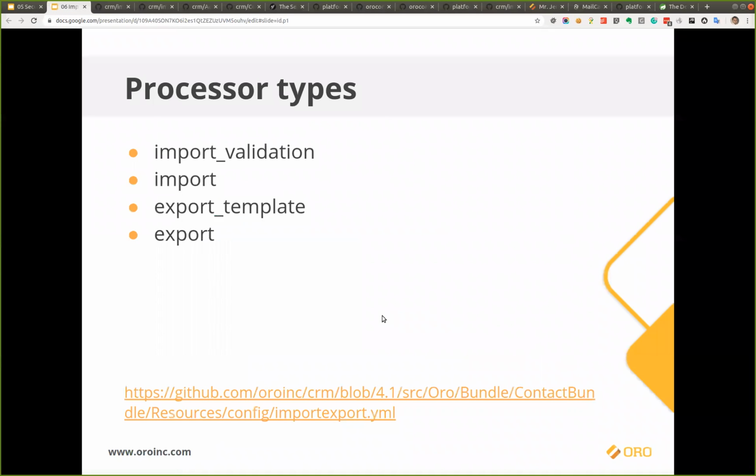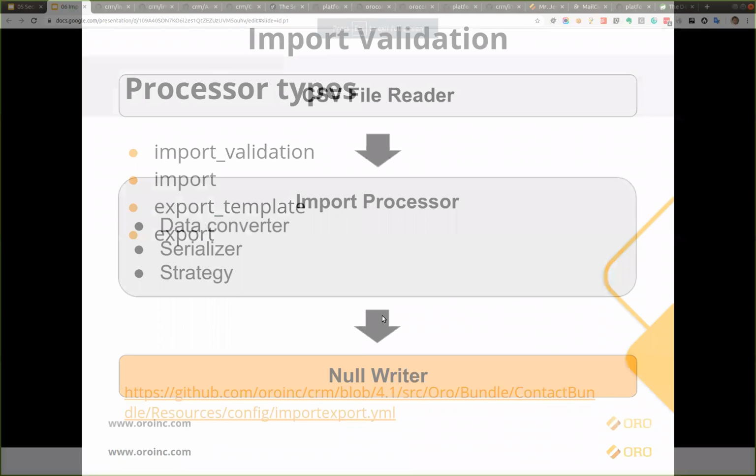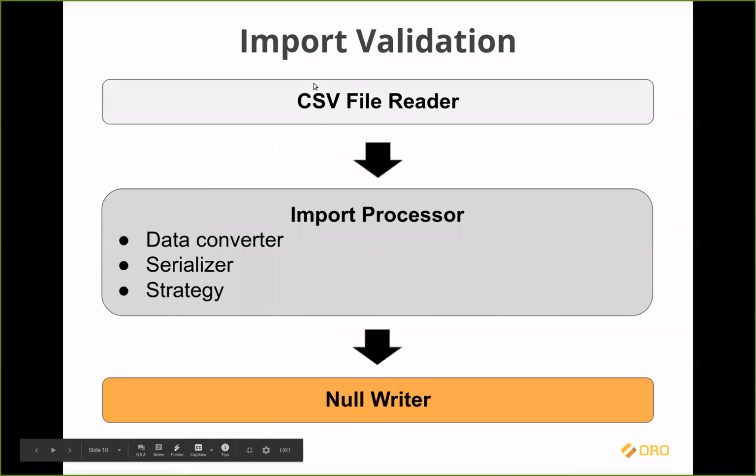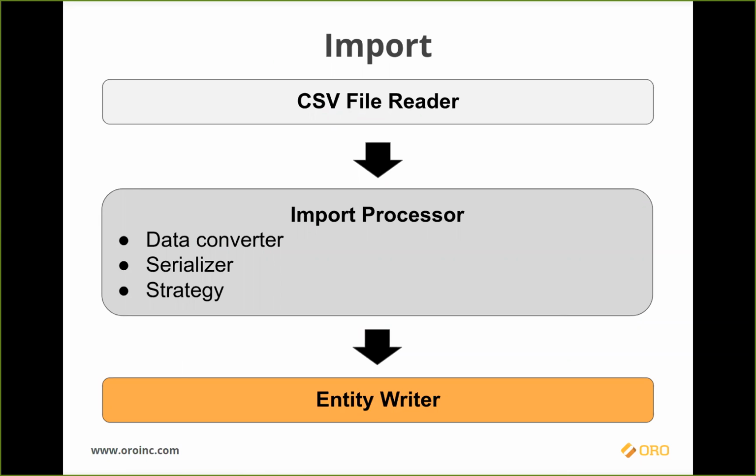So what's the difference between those processors? As I told you, the abstraction is really the same. The difference is just the input and the output. If we think about validating the file, we have the normal CSV file reader. We process it with all the information, so we have converters and the strategy, but we never write this data to the database. We just send the summary. Import is exactly the same. As you can see, the only difference is the writer. We use the entity writer, so we process the rows the same way, and then we store them to the database.